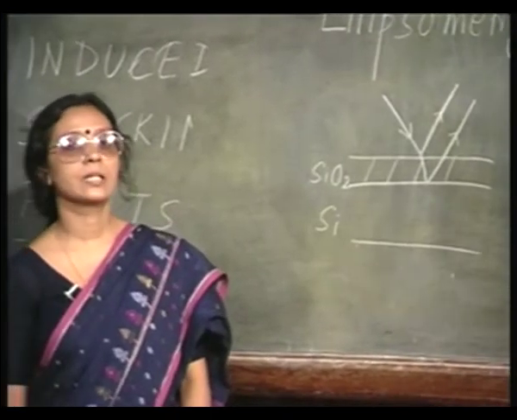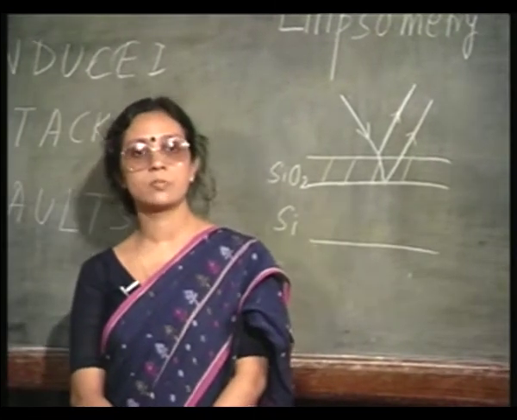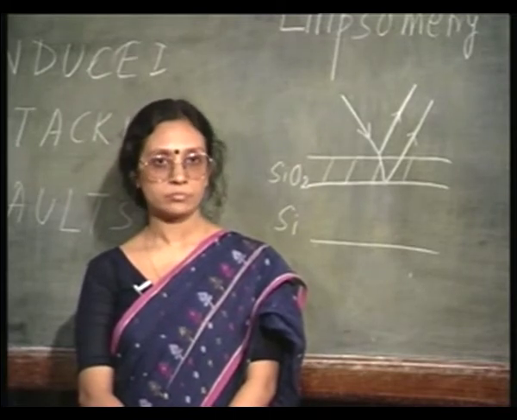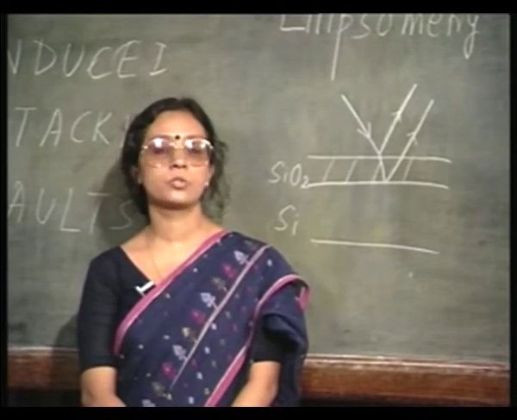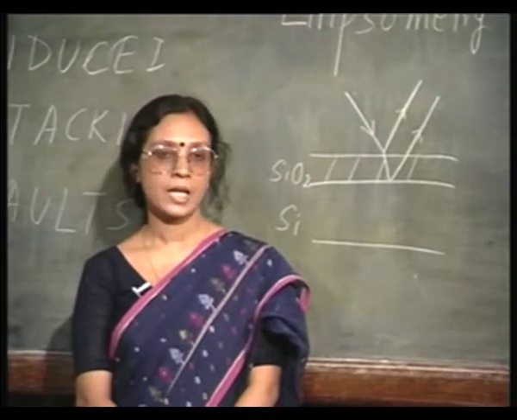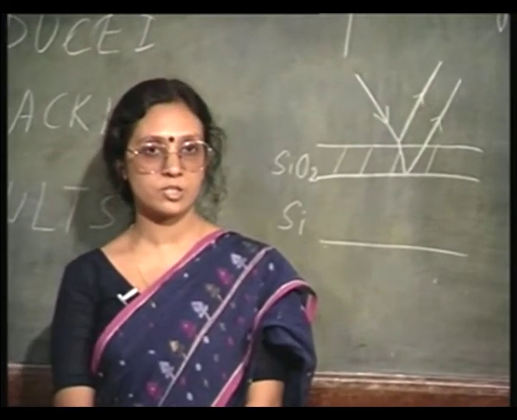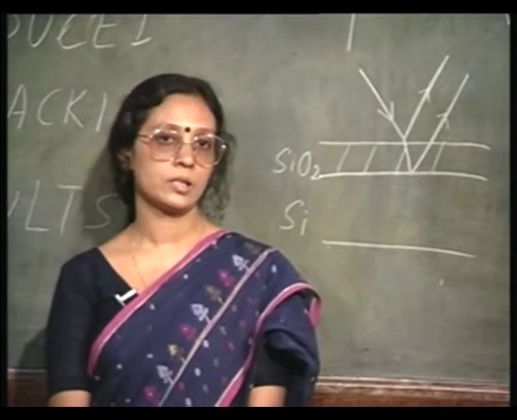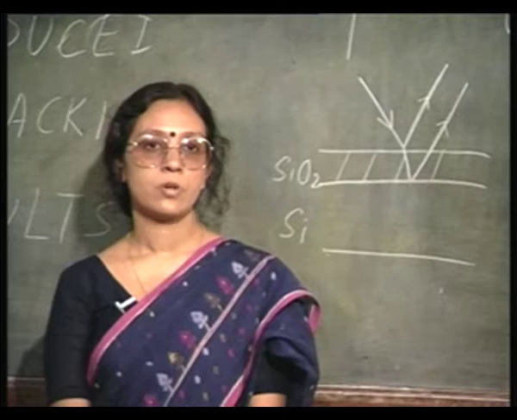There are of course other techniques like the interference fringe method. In that case also the sample with the oxide film is subjected to monochromatic light, and by observing the interference fringe pattern and measuring the distance between the fringes, one can calculate the oxide thickness.